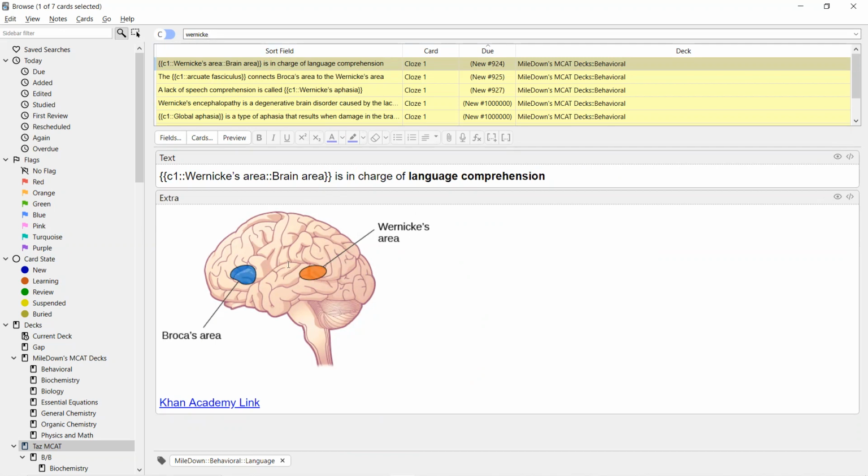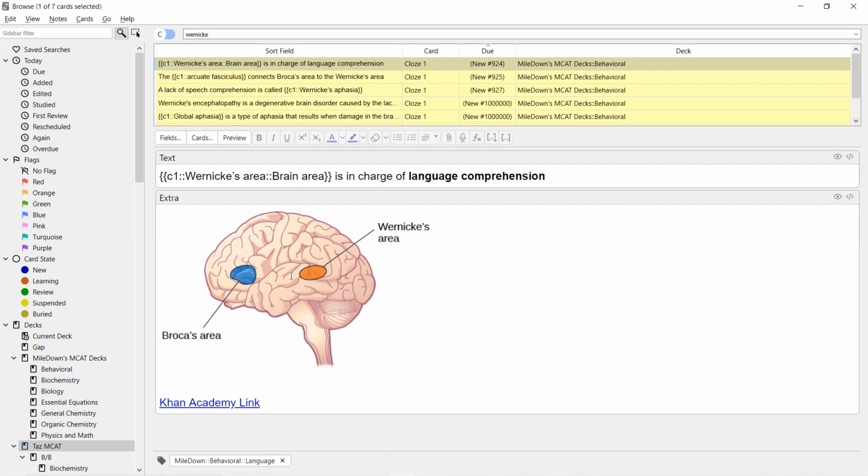These are two interesting things because if one area happens to be destroyed, then you can lose an element of your speech, right? So, for example, if both of them were destroyed, then you could neither understand nor produce language, right?